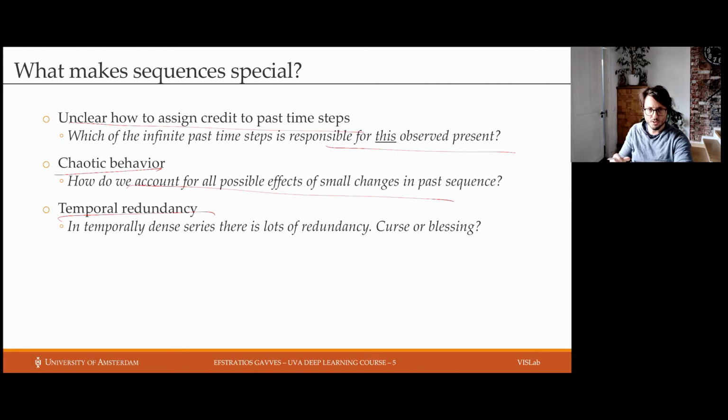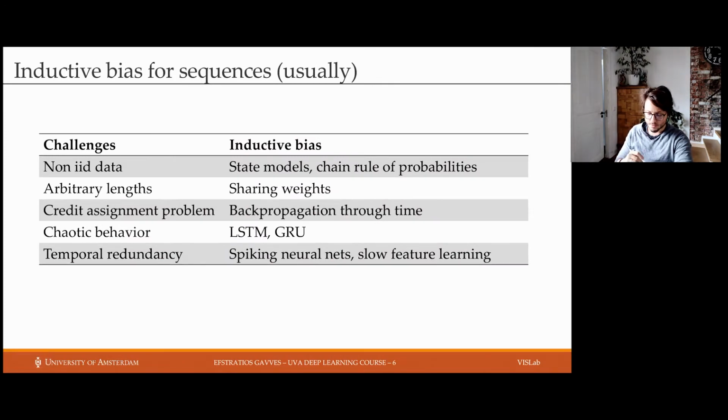Sequences have a lot of unique properties and peculiarities, and introducing some sort of inductive bias in our neural network design to account for these properties is quite important. Here I'm summarizing some of the inductive biases that we introduced. For non-IID data, our solution is to come up with state models. So now we have stateful models that carry information over time, and we use the chain rule of probabilities for decomposing the final likelihood. For arbitrary lengths, the most popular solution is to share weights.